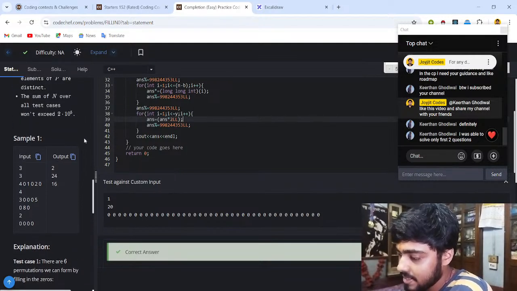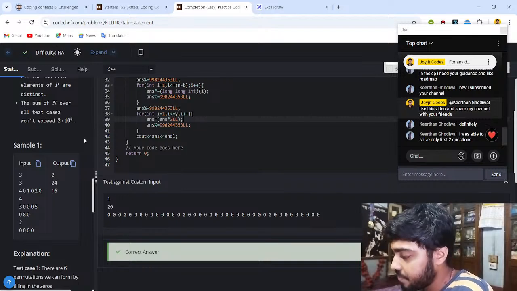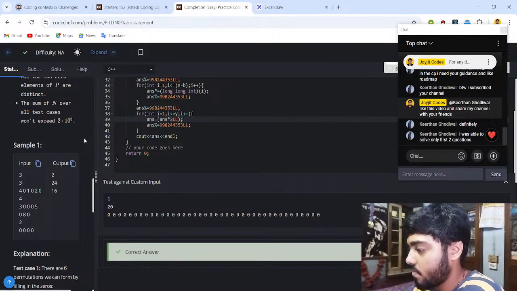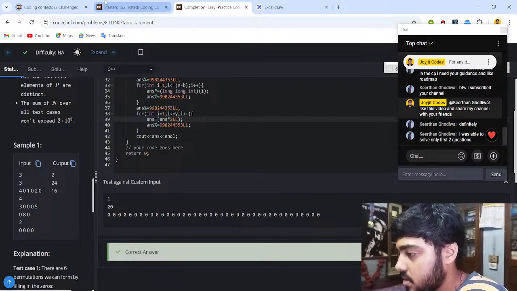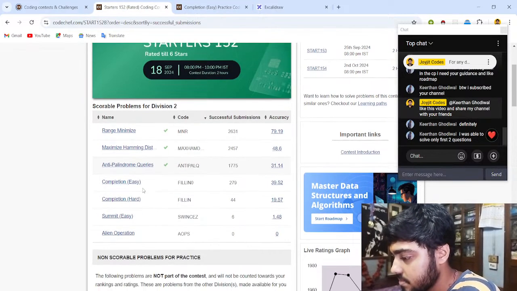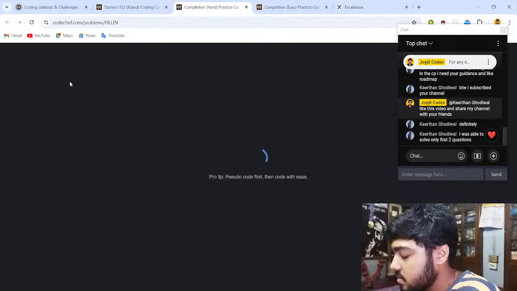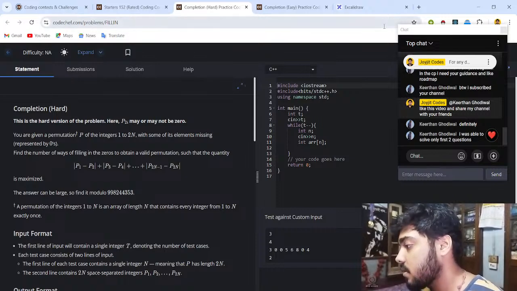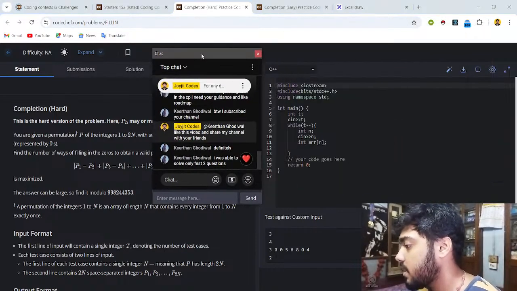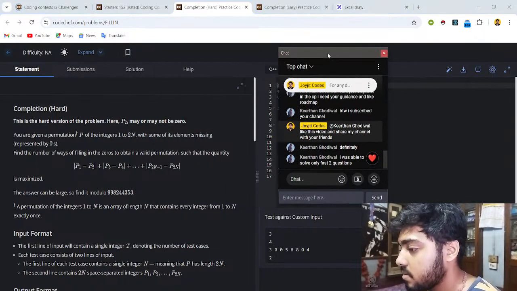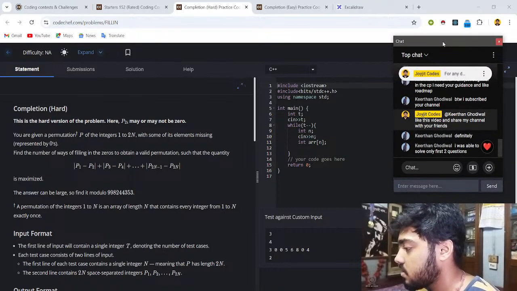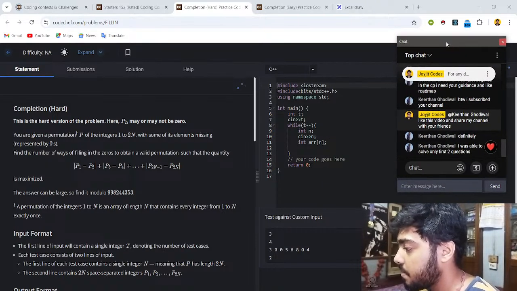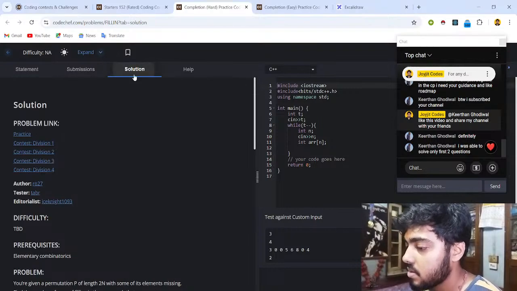So I'm just assuming that, is it clear? Is it clear for you guys? Just tell me if this is clear, okay? Just go for the editorial of this code. Okay, just wait, I'll just put it over here. It's better for me. Let's get into the solution.